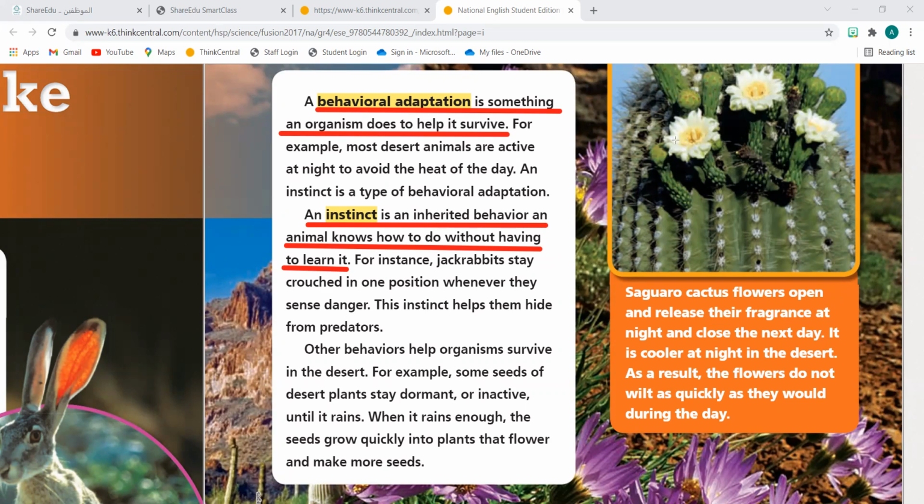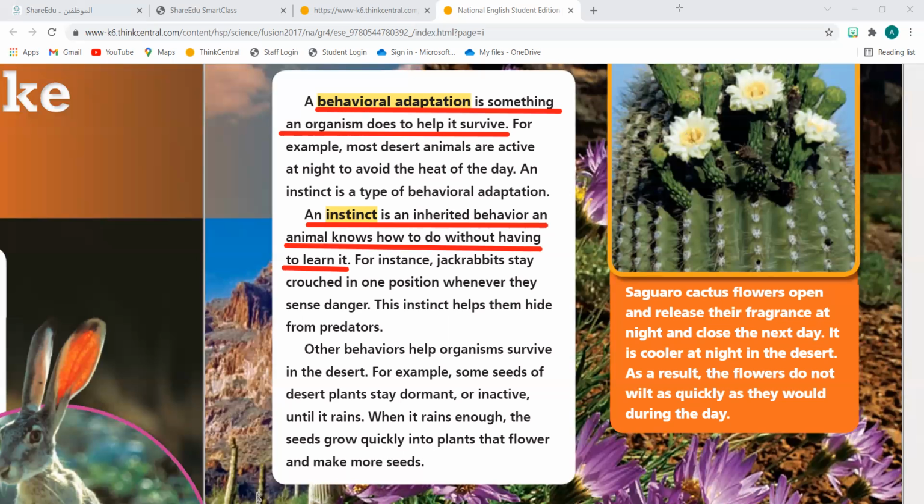Why does a cactus flower open up only at night? Because it's cooler. If they open up during the day every day, they will wilt very fast and die. So they open up only at night. This is a behavioral adaptation. This is something a plant is doing.